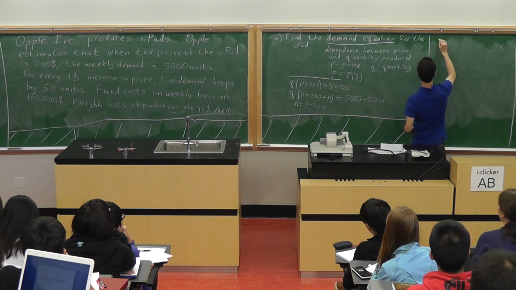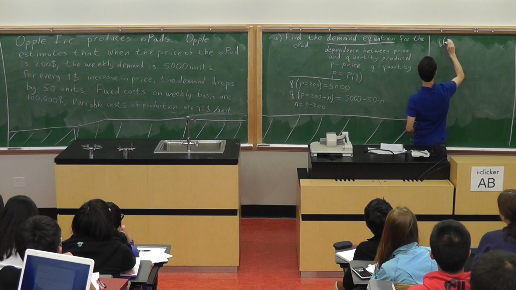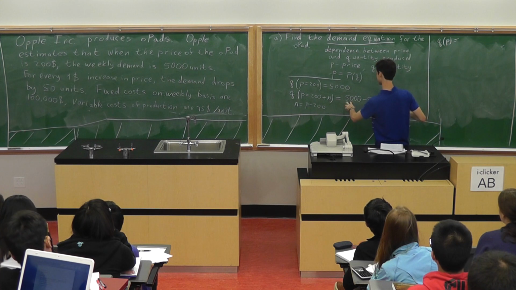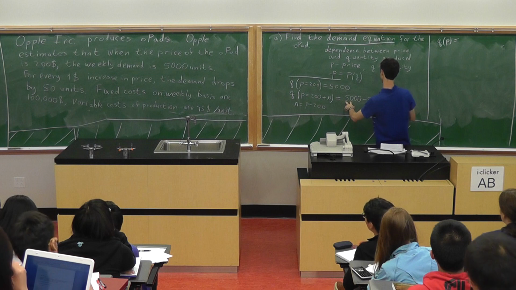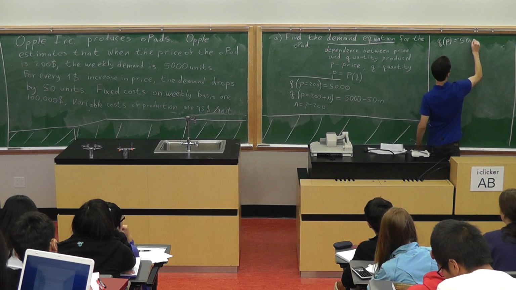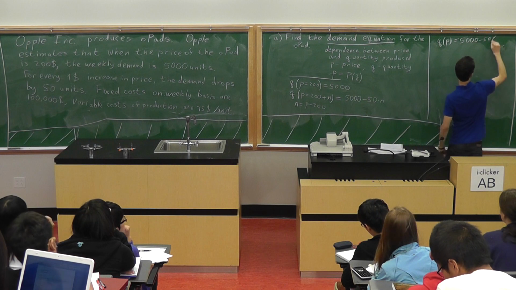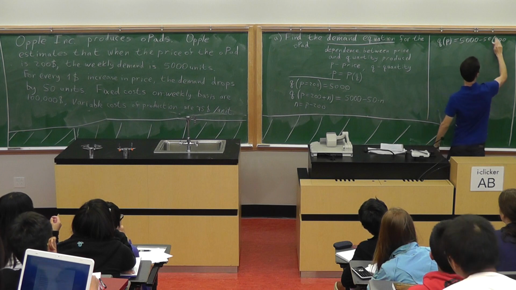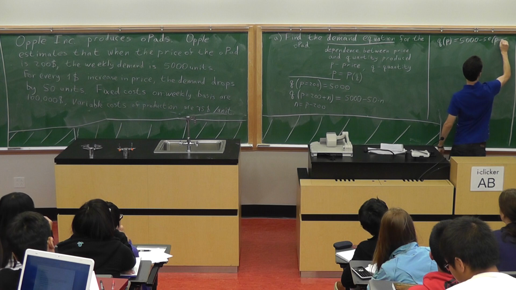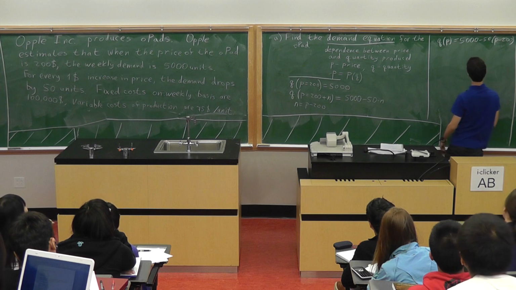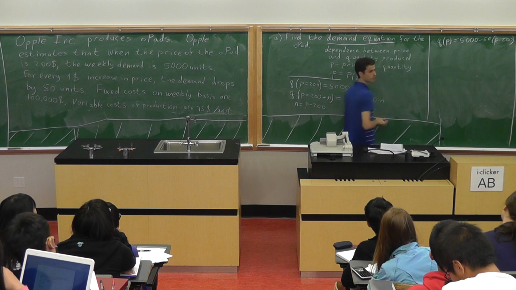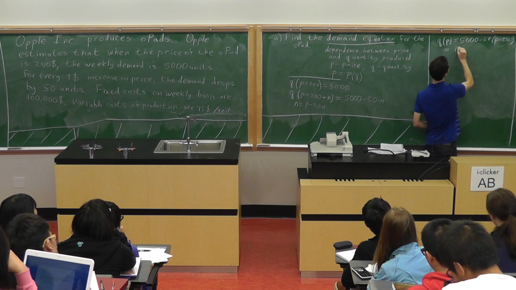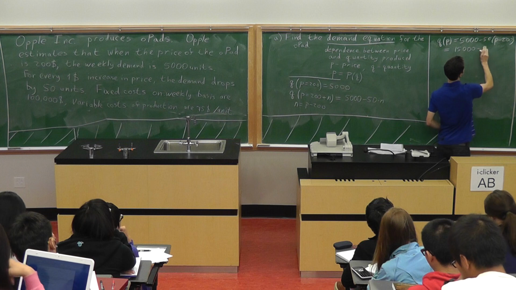So we get that the dependence of the amount on price is 5,000 minus 50 times, sorry, p minus 200. Or if you wish, it is 15,000 minus 50p.